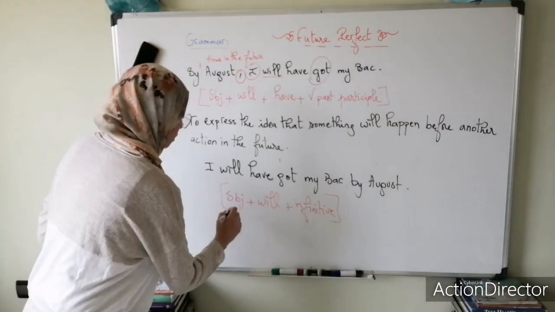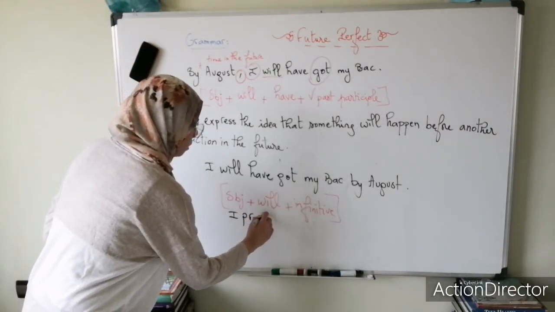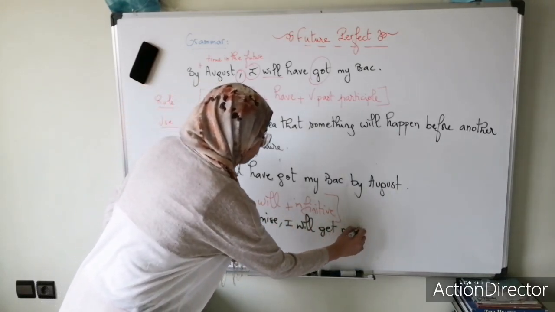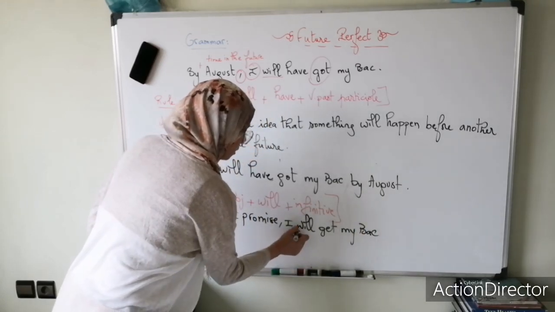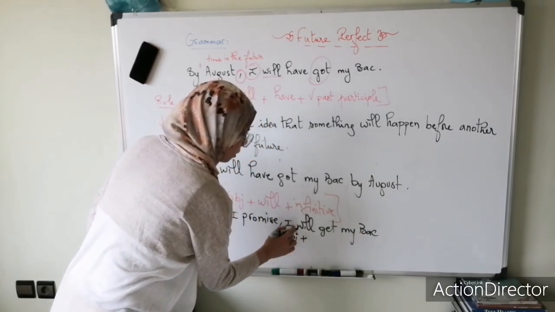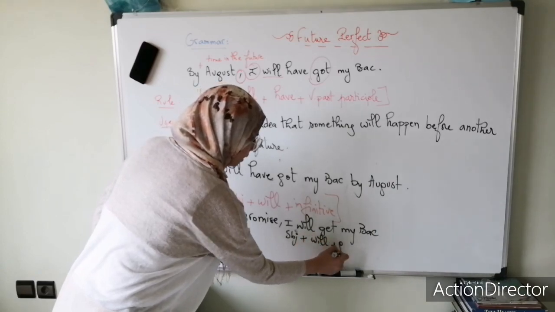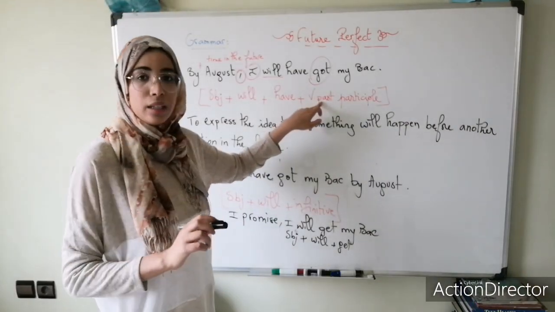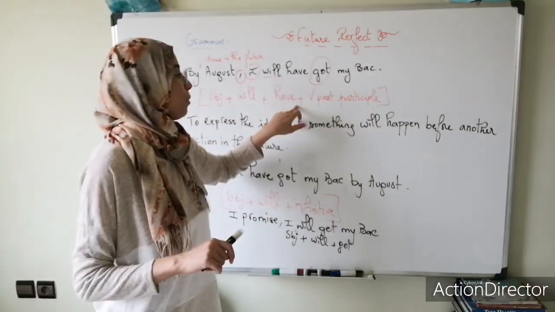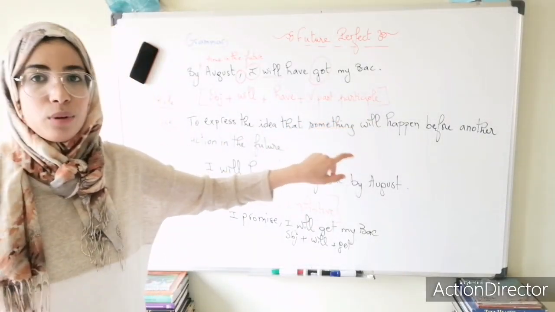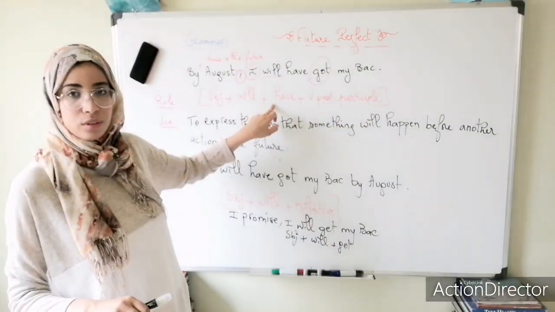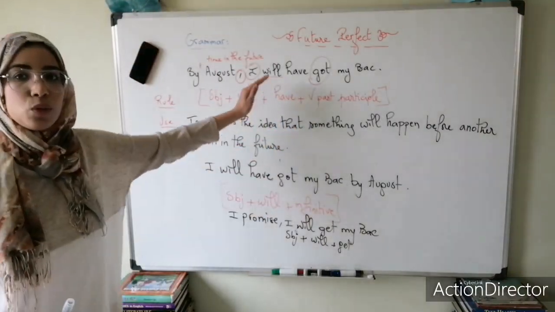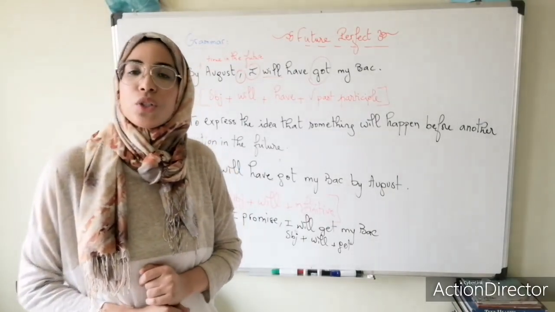So I promise I will get my bac. So look here, I subject plus will plus get in the infinitive, right? While in the future perfect, the verb is in the past participle, and we also have the auxiliary have, right? So this is the difference between the future simple and the future perfect.